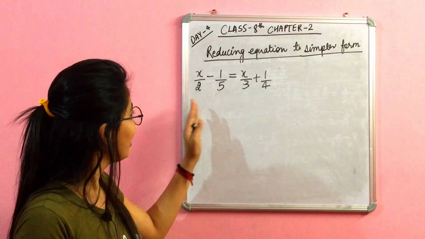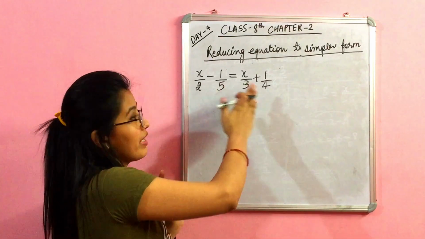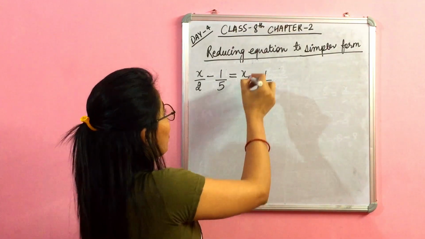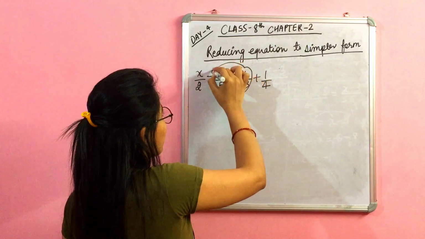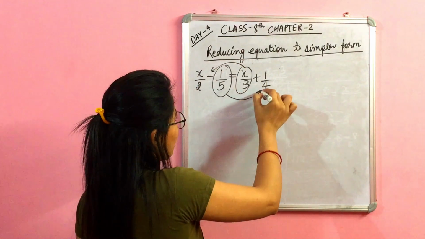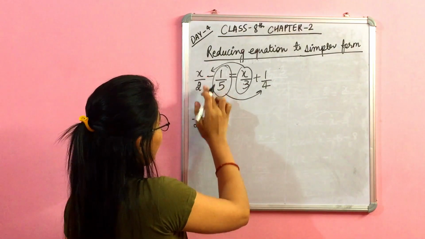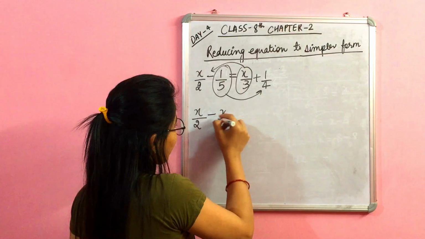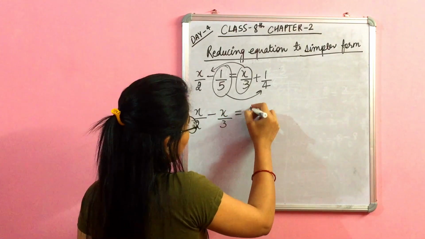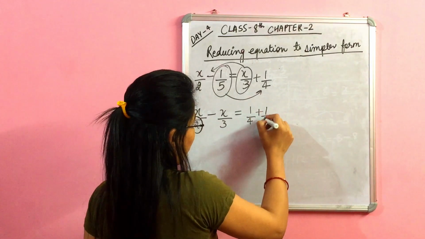Okay, now what I'll do, you can see the variable is on both sides, on the left hand side as well as on the right hand side. So I'll transpose this variable term to the left hand side, and transpose this constant term to the right hand side. So I can rewrite the equation as x upon 2 minus x upon 3 is equal to 1 upon 4. This is minus, so it will become plus 1 upon 5.